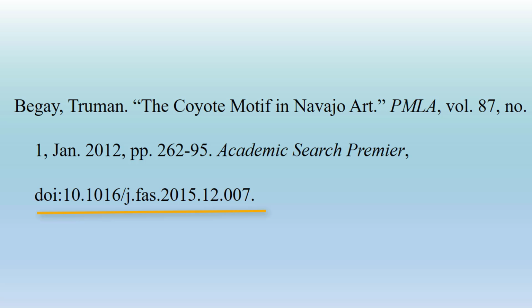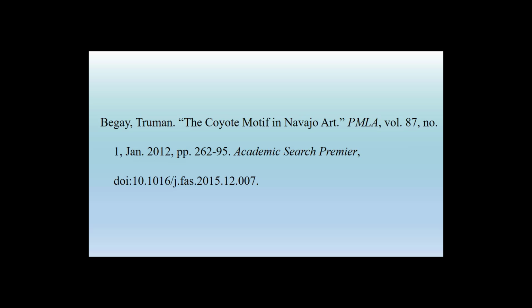In this case, the article has a Digital Object Identifier, or DOI, which provides a permanent link to the article's location. When it's available, use this. If we have no DOI, we use the web address of the source. Remember that punctuation is important, so be sure you check the placement of your commas and your periods.